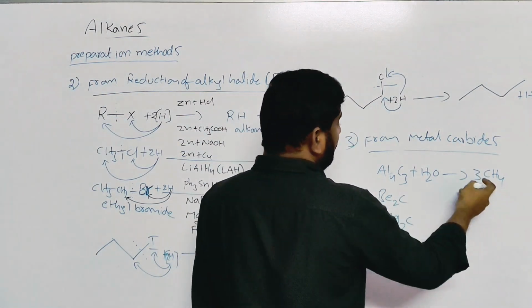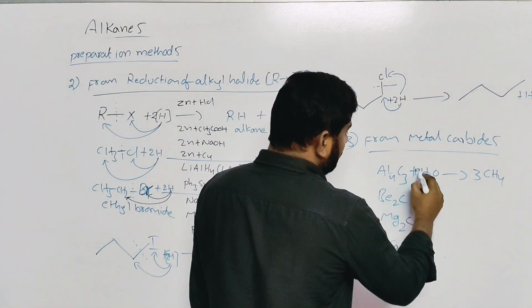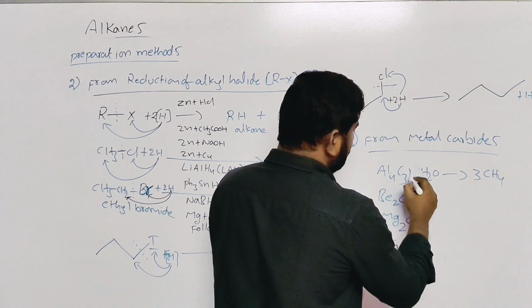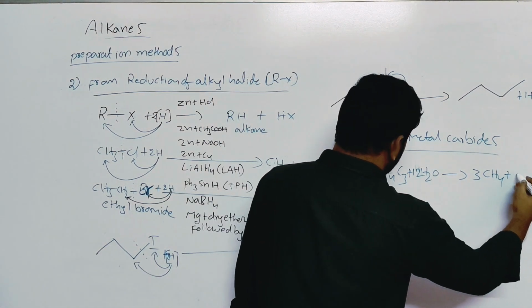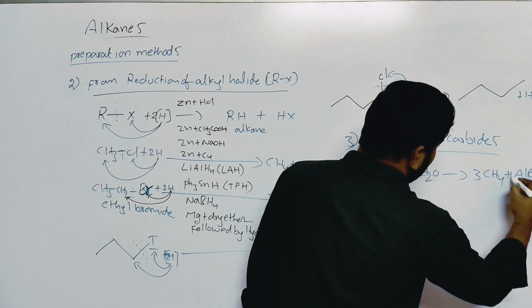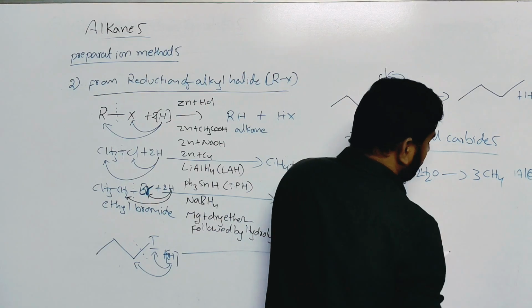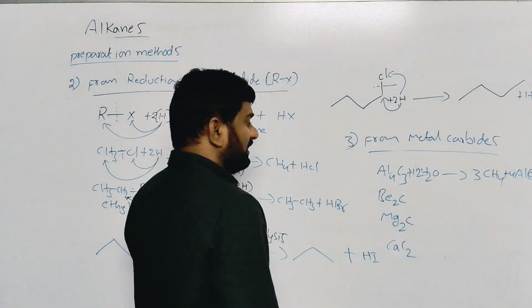So 3 moles of methane means how many hydrogens? 3 4s are 12. So 12 H2O molecules you have to take. Then the remaining OHs will all be removed as Al(OH)3, 4 moles of Al(OH)3.